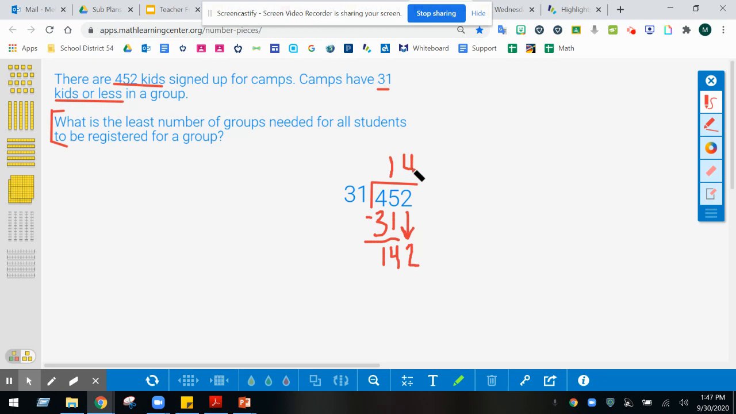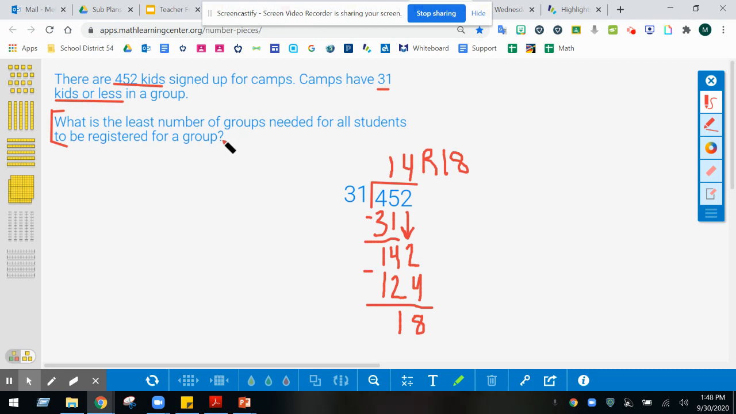So let's put a 4 in the ones place. Okay, so 31 times 4 is 124, and we can subtract 142 minus 124. You can always do that off to the side, but it equals 18. So we have 14, remainder of 18. I know that's not going to be my answer. I'm not going to say 14, remainder of 18 groups needed.